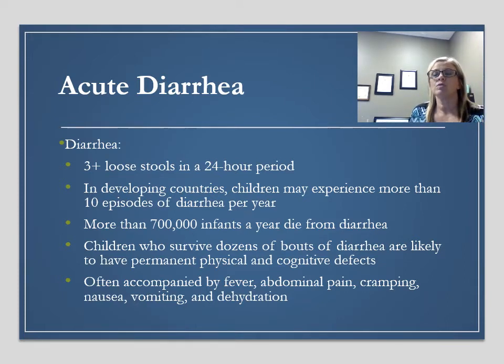This is often due to not being able to have access to clean water, or to have clean water to do things like general cleaning in the household as well. Over 700,000 infants a year can die from diarrhea. Children that survive are likely to have permanent physical and cognitive deficits if they have dozens of bouts with diarrhea in a year. Often, acute diarrhea will be accompanied by abdominal pain, fever, cramping, nausea, vomiting, and of course, dehydration is a big concern.